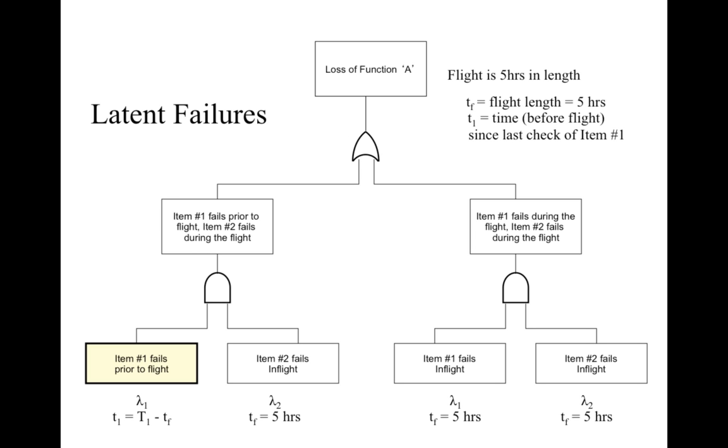That way you can also introduce latent failures. By latent failures, I mean failures that are already present in the system before you even start, for example, a flight. So in this case, my flight time is 5 hours, but T1 is the amount of time before the flight since you last checked item number 1.